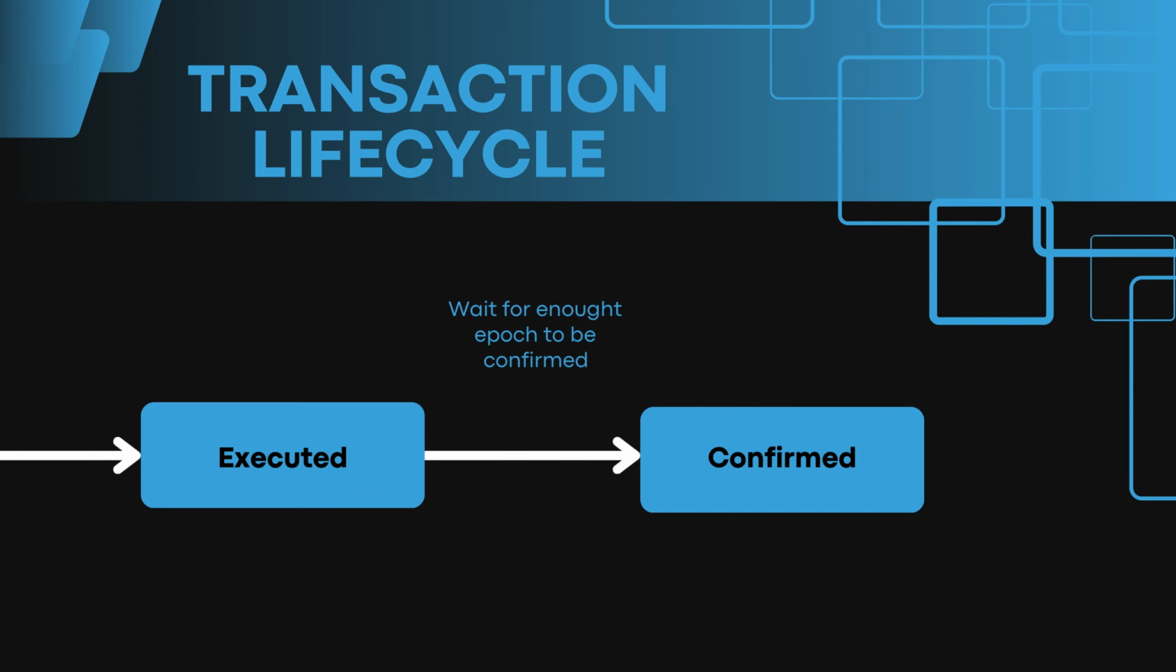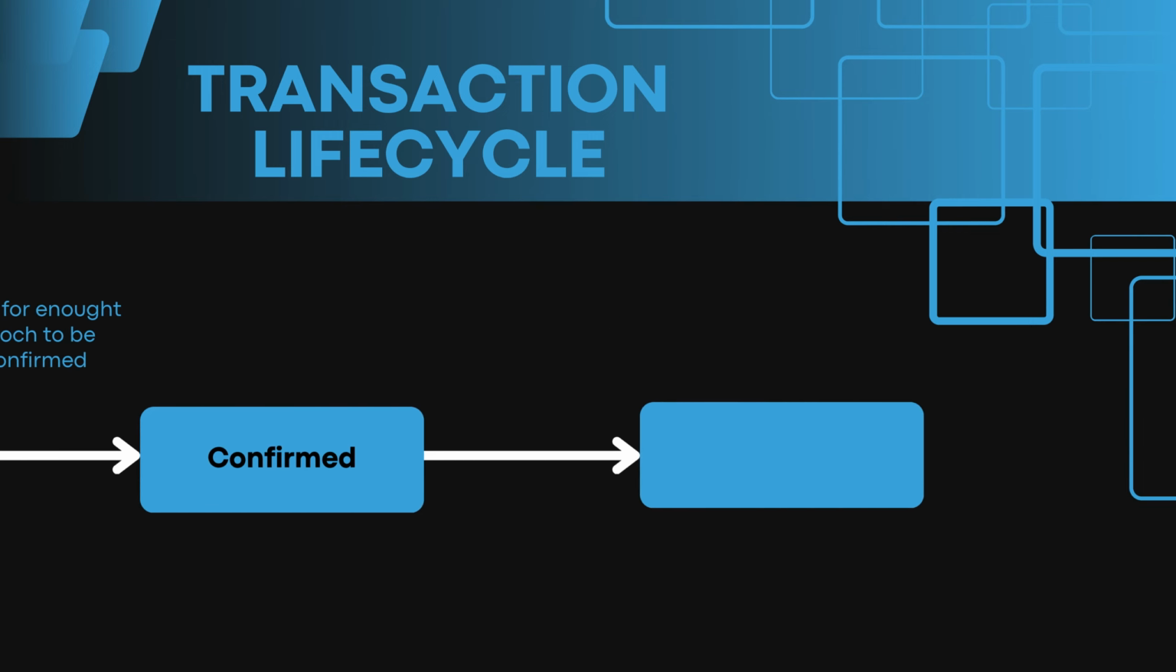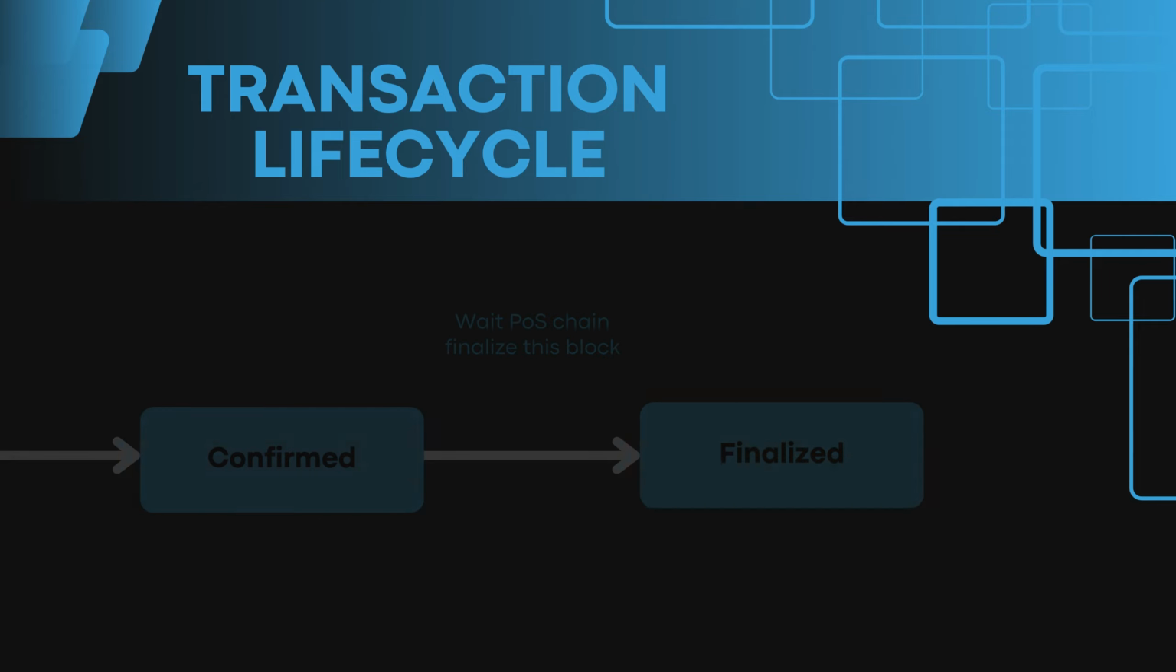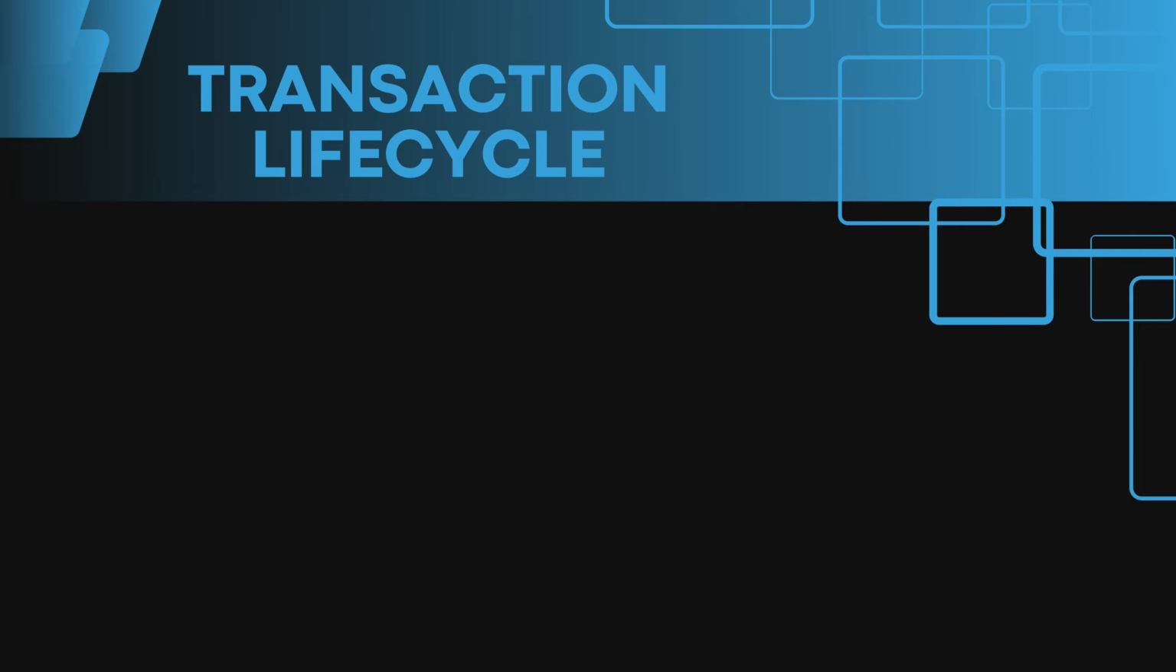After execution, your transaction needs to be confirmed. This means waiting for enough epochs to pass so that the block containing your transaction is deep enough in the chain, making it very unlikely to be reverted by a chain reorganization. Finally, when the proof of stake chain references the block with your transaction, it's considered finalized. At this point, the transaction can't be reverted.